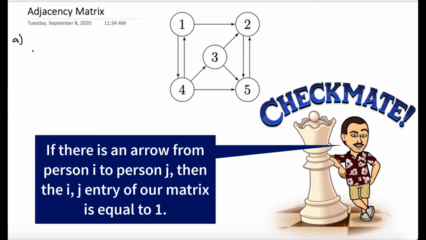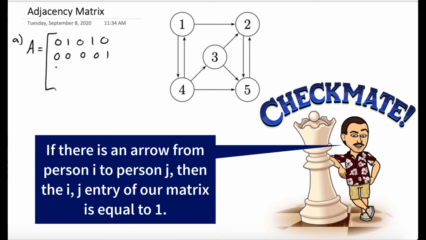So to find the matrix A, we want to check which player defeated which other player. So you can see player 1 defeated 2, so A12 is equal to 1. Similarly, A14 is also equal to 1 because player 1 defeated 4. And we're going to go all the way through to compute each row of this matrix.